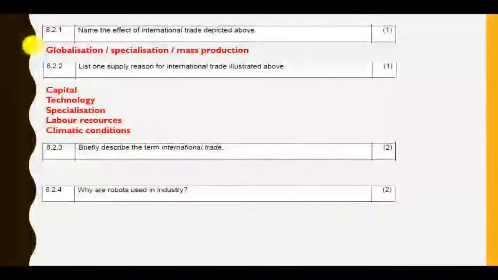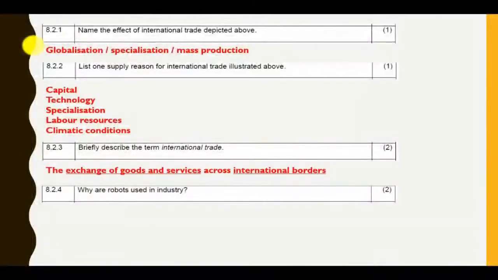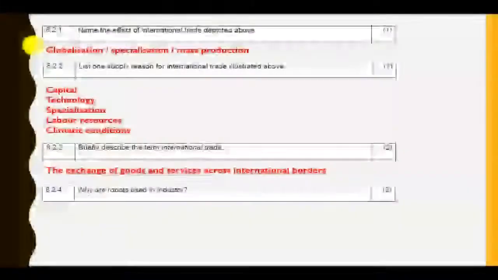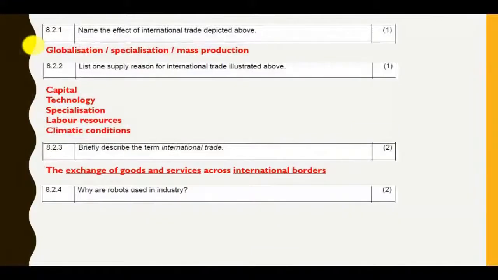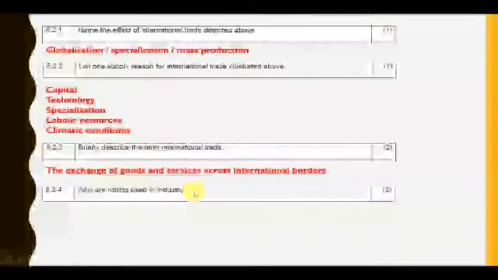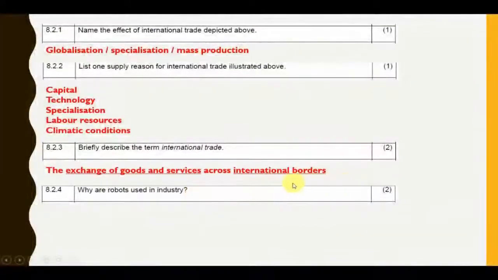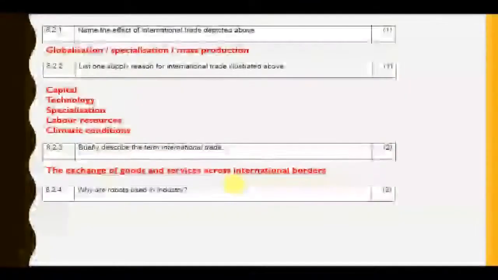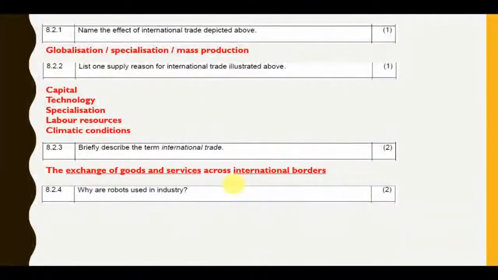Right, the next question is our definition question, which you should all be getting 2 out of 2 for on every single question, because I know you're going to know your definitions super well. International trade, everybody, what is that? That is the exchange of goods and services. That's your first key phrase. And we must put in there international borders, because otherwise it could be regional or domestic trade. So that's my definition.